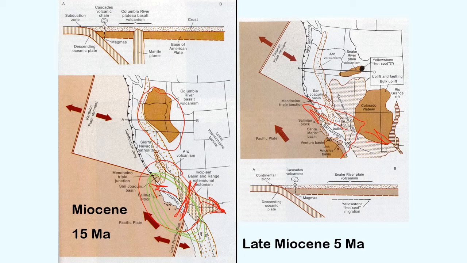So the uplift of the Laramides has enormous tectonic ramifications on the western half of North America. It produces the Rockies, it produces the Basin and Range, it produces the Colorado Plateau, it produces the Snake River flood basalts and the Yellowstone hotspot. It produces all of these things from about 70 million years ago, ongoing a bit into today.